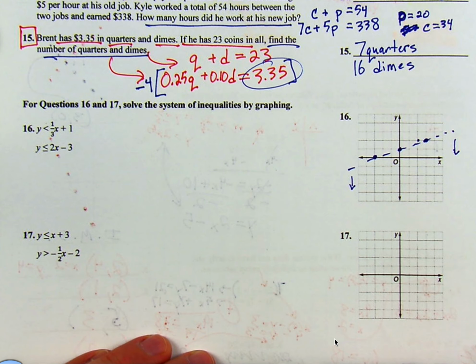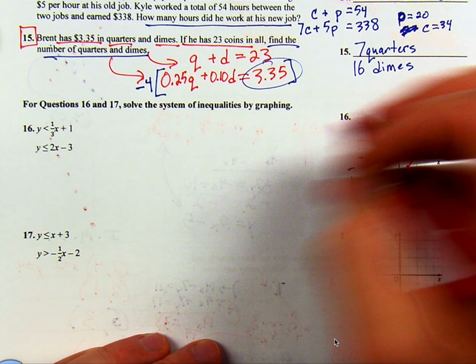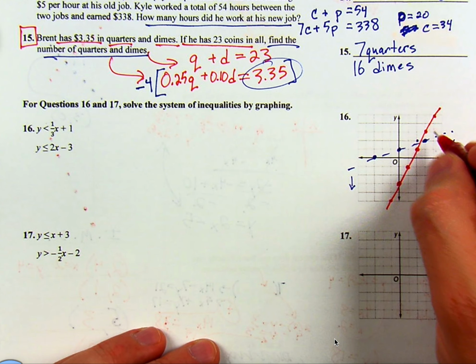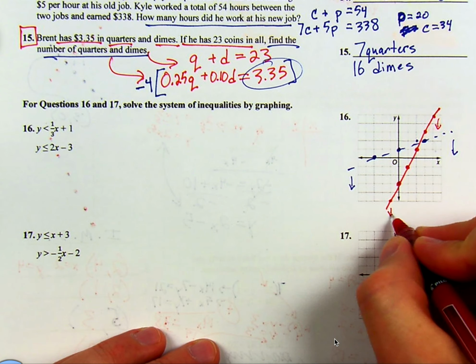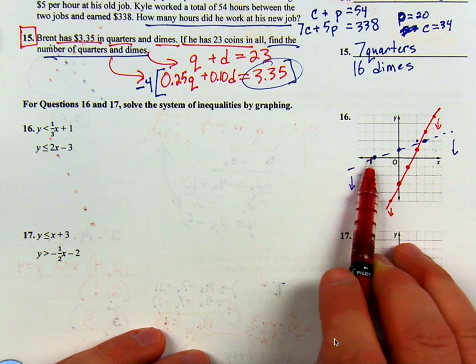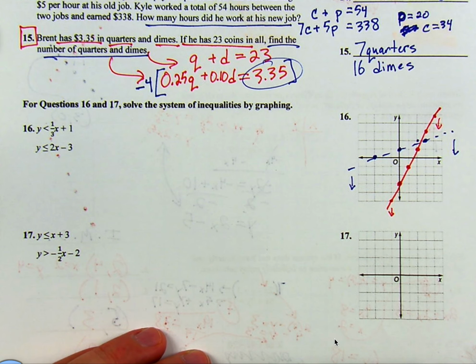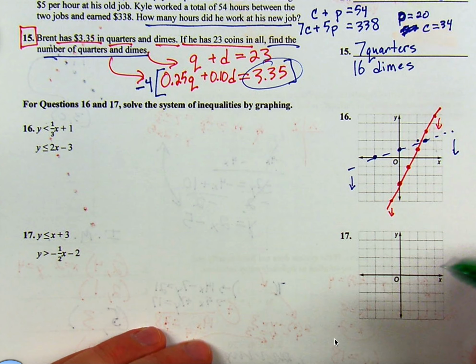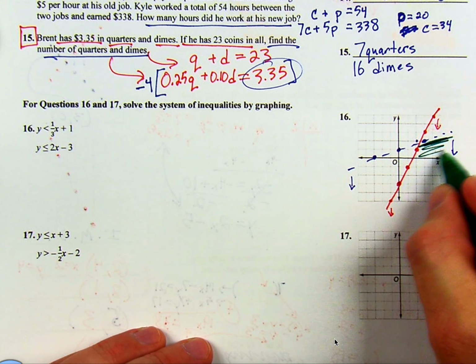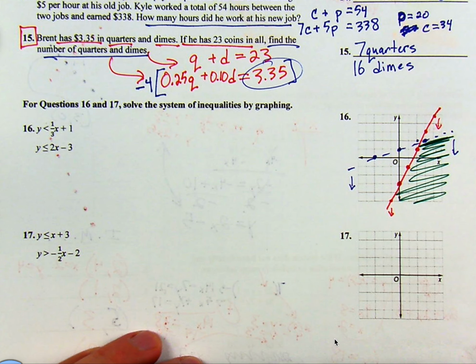This one I'm going to start at -3, and I'm going to go up 2 over 1, up 2 over 1, and so on. This one's going to be a solid line, so make sure you get all the details correct. And it's also less than, so it would be below this line. So what part is below the red line and below the blue line? The solution area is this area right here. That's our solution area. Good.